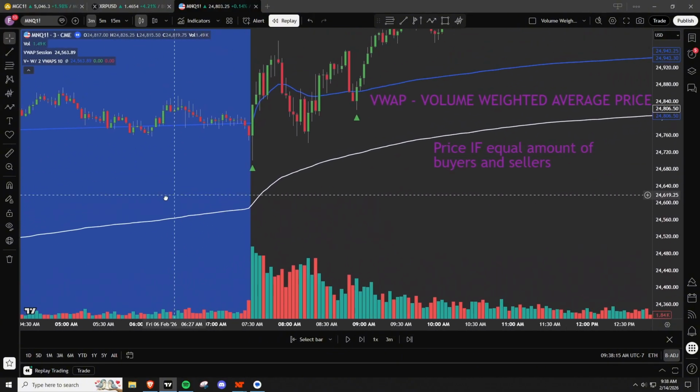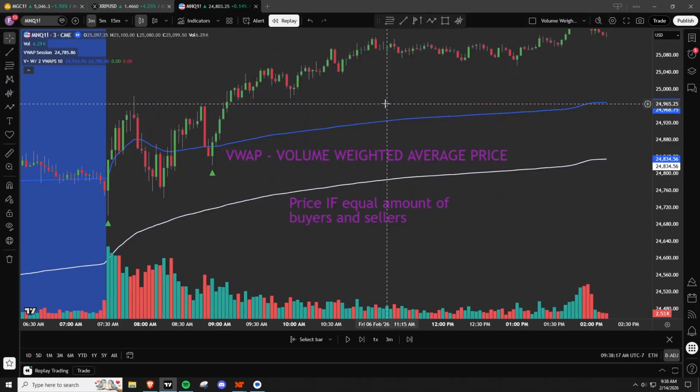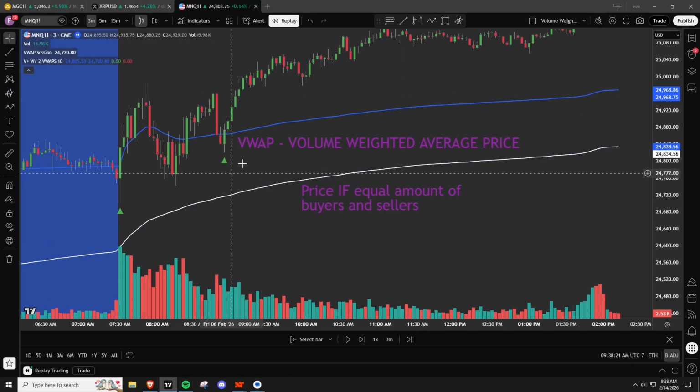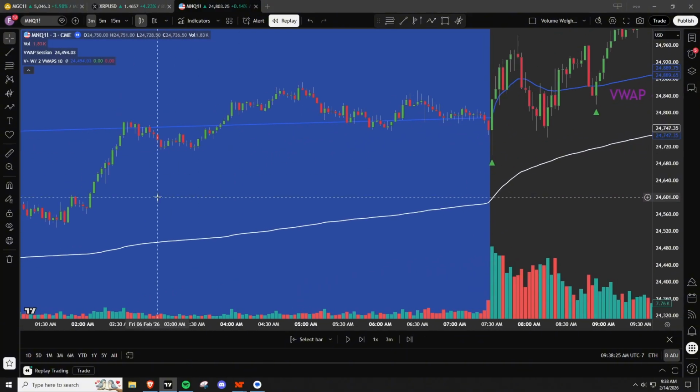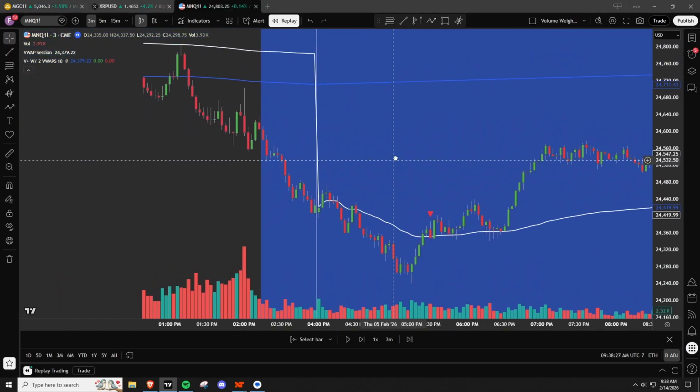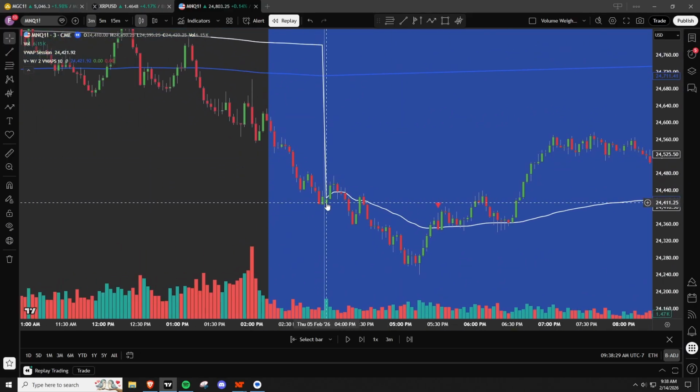You'll also notice, I skipped ahead there, sorry about that, there are two VWAPs on my screen. There's a blue one and a white one. The white one is from the open of the overnight session. So for New York time, that would be 6 p.m., when the electronic trading hours session starts. All trading is during the electronic trading hours session.